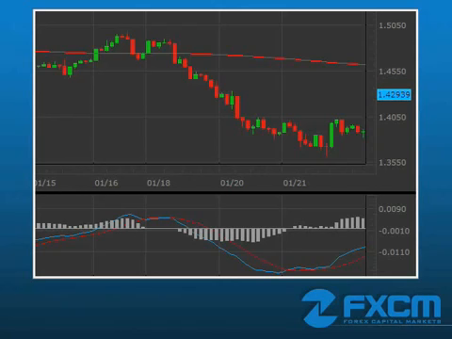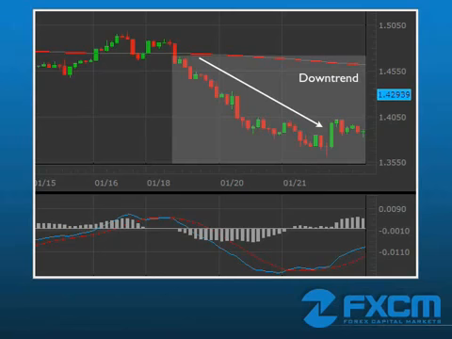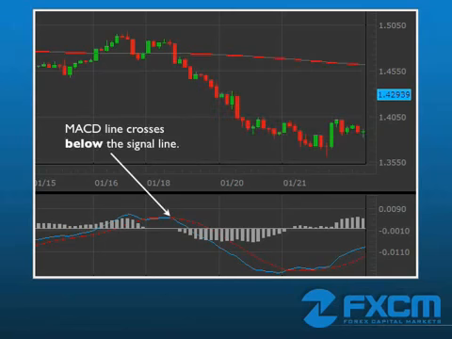Pretty simple, isn't it? Let's look at a few examples of how to specifically use this strategy. You can see here that the price action is currently below the 200-period simple moving average, so we know the pound-dollar is currently in a downtrend, so we want to look for selling opportunities. Okay, here's the perfect example of where the MACD line crosses below the signal line, giving us a signal to sell. Let's go ahead and enter here at a price of roughly 1.4650.